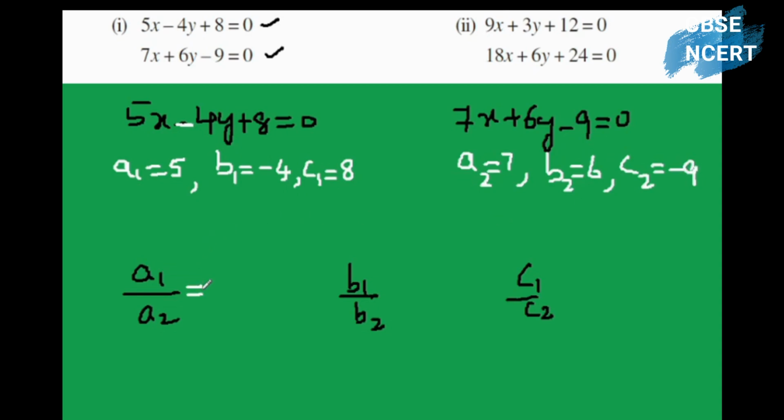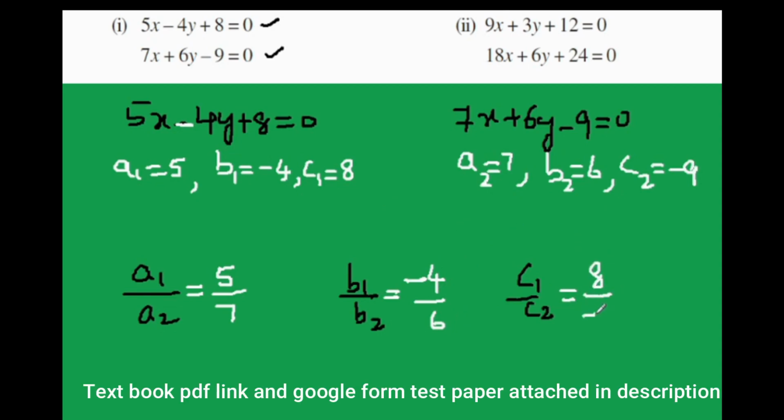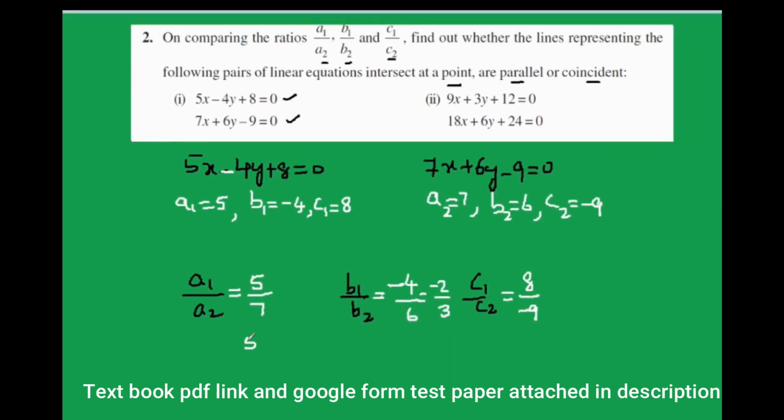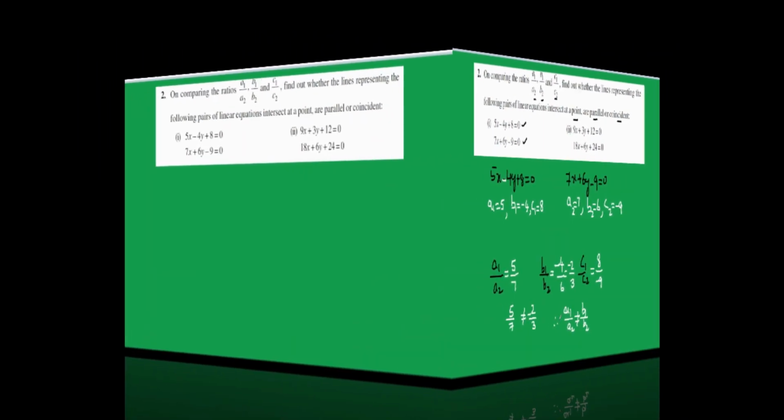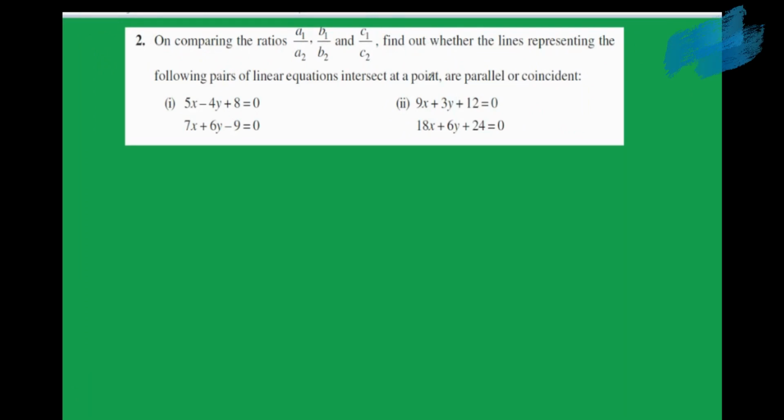So now we will compare the ratios. A1 by A2: A1 is 5 and A2 is 7, so 5 by 7. And B1 by B2: B1 is minus 4 and B2 is 6. C1 by C2 is 8 by minus 9. So clearly 5 by 7 and minus 4 by 6, which can also be written as minus 2 by 3, are not equal. Therefore, the condition A1 by A2 is not equal to B1 by B2 holds. They are intersecting lines.